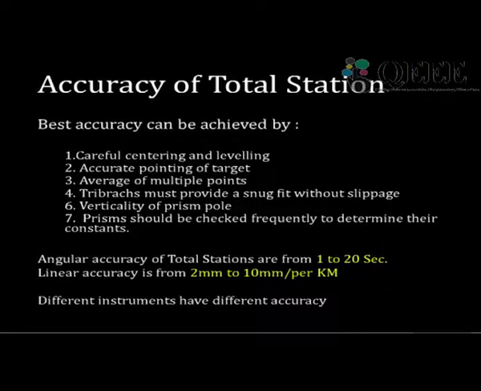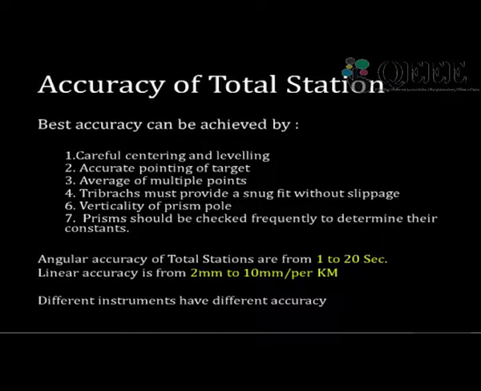So the accuracy of the total station depends upon careful centering and leveling, then accurate pointing of the targets, and averaging of multiple points. Tribrachs must provide a snug fit without slippage. The tribrachs, which hold the leveling screws, should also be very rugged. And then the verticality of the prism pole comes under the correct field procedures. Your prism pole or target may be very good, but if you are not holding it vertical, that will also induce some errors.